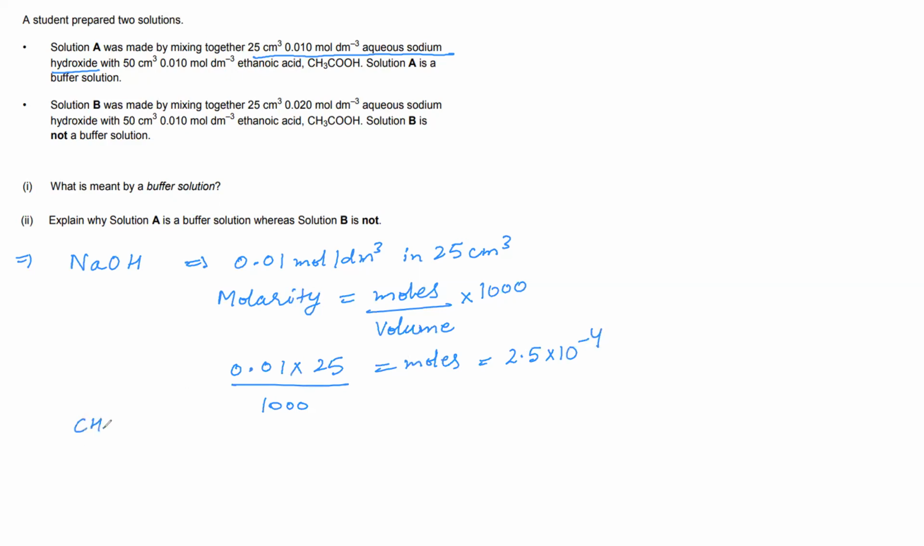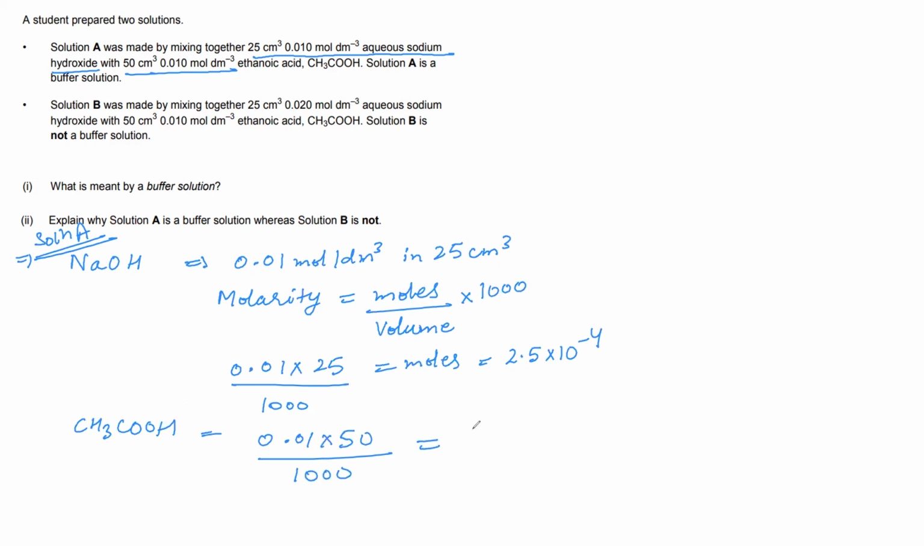Similarly, calculate the moles of acetic acid. So this is for solution A, so we are doing solution A first. For acetic acid, similarly, use the formula. So this is 0.01 times 50 divided by 1000.